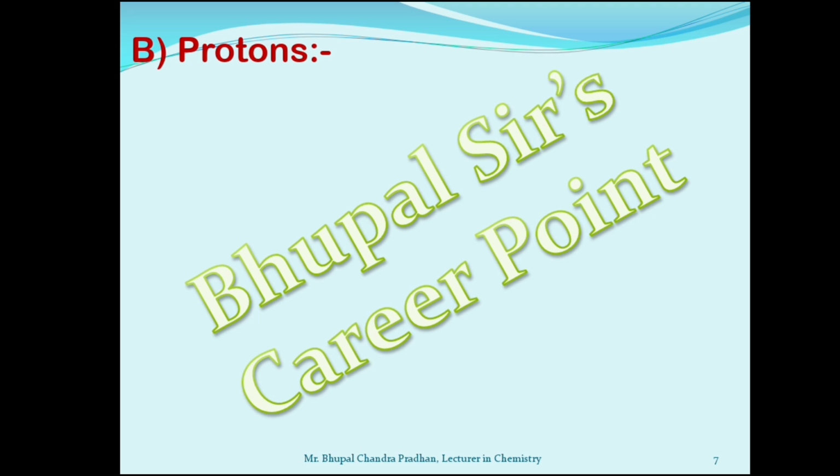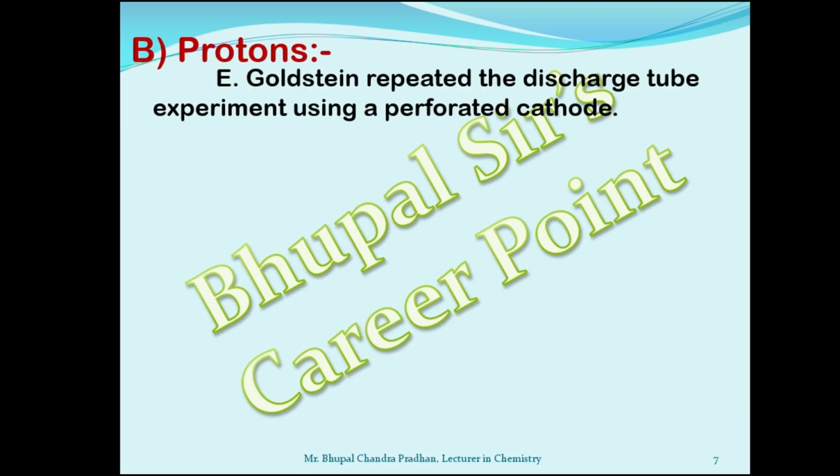So, E. Goldstein proposed that there must be positively charged particles. For the purpose, he repeated the discharge tube experiment performed by J.J. Thomson and William Crookes, using a perforated cathode, only changing the cathode with a perforated one and placing the cathode towards the middle of the tube.